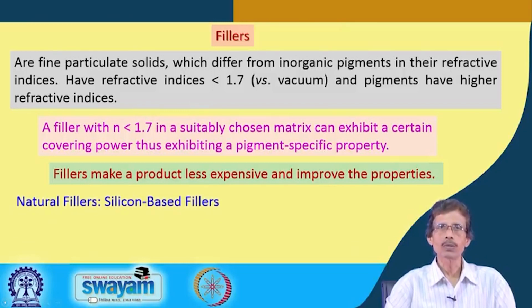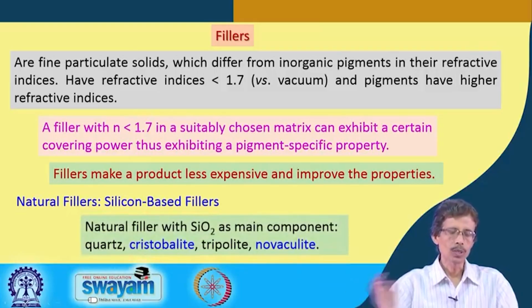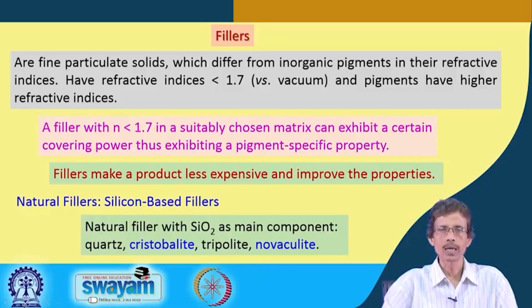One important example is natural fillers, which are definitely silicon based. That means you have silicon as the element, like silica or silicon dioxide, your sand material. That SiO2 can function as a very good natural filler, which is the main component, with typical varieties of SiO2 having different structures and solid state properties. One such is quartz, then cristobalite, tripolite and novaculite. These are the different forms of silica which can be used as filler material.